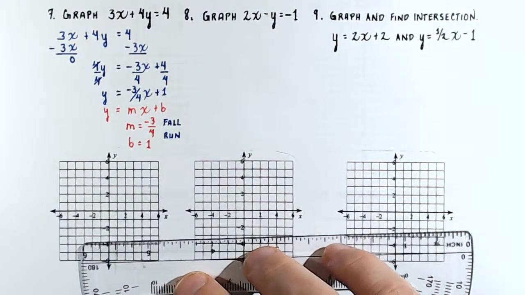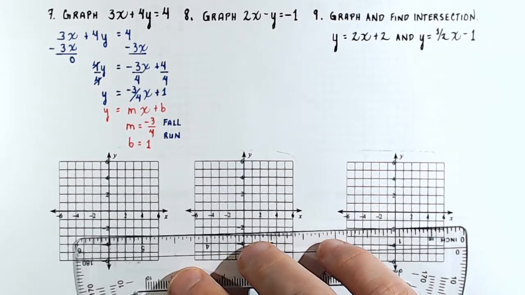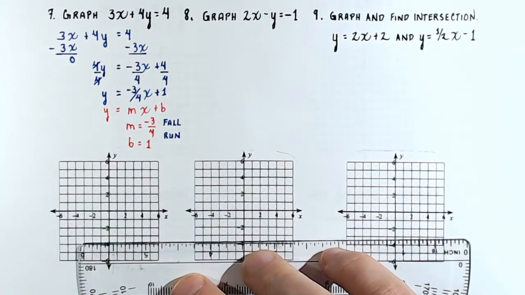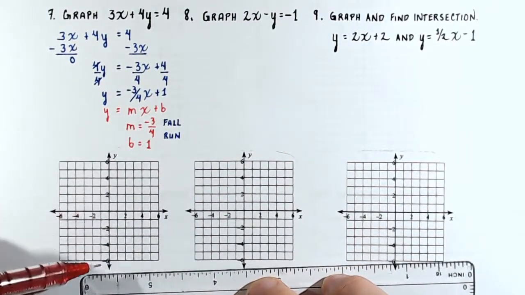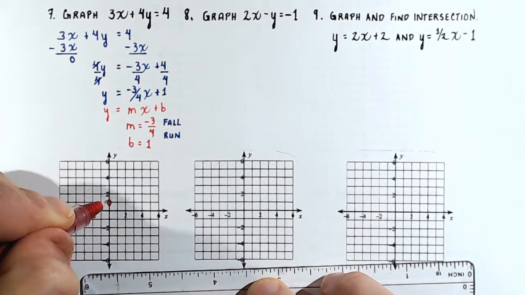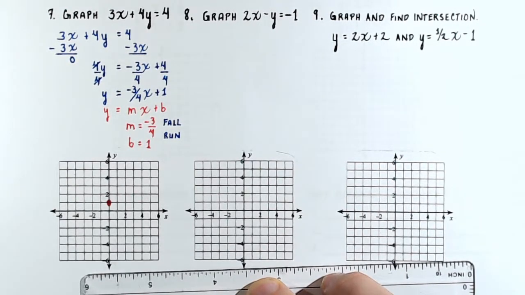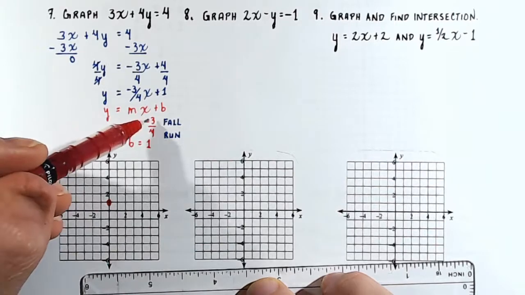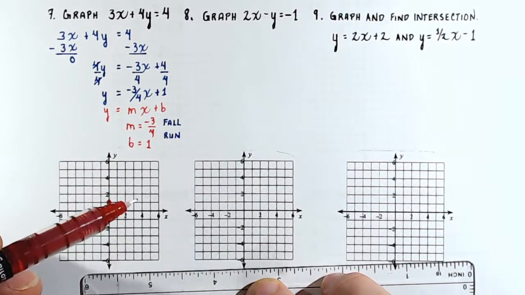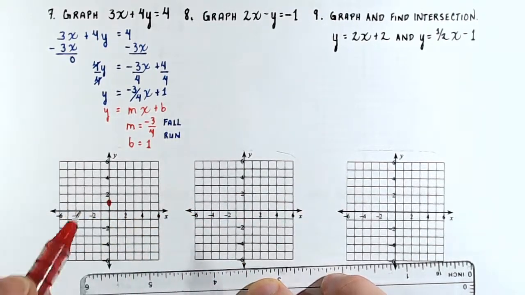Alrighty, so we'll start by plotting our point. Guess I'll do it in red at the y-intercept. Okay, so that's at 1. So I'm looking for 1 on the y-axis. I plotted it, and now I use my rise over run, or my fall over run. So here I'm going to go down 3 squares and then over 4 squares.